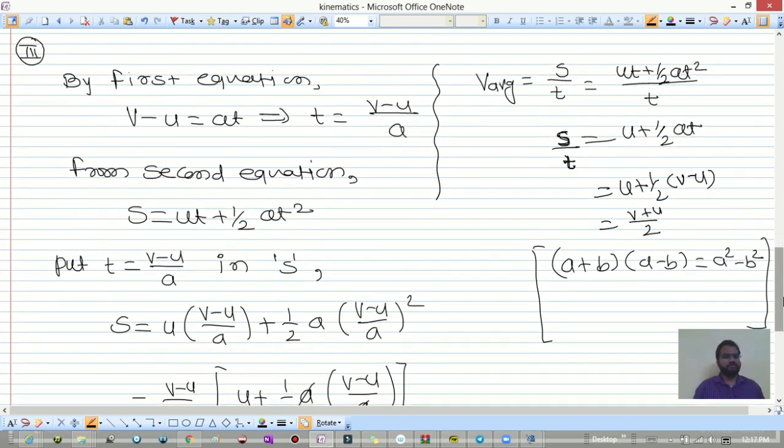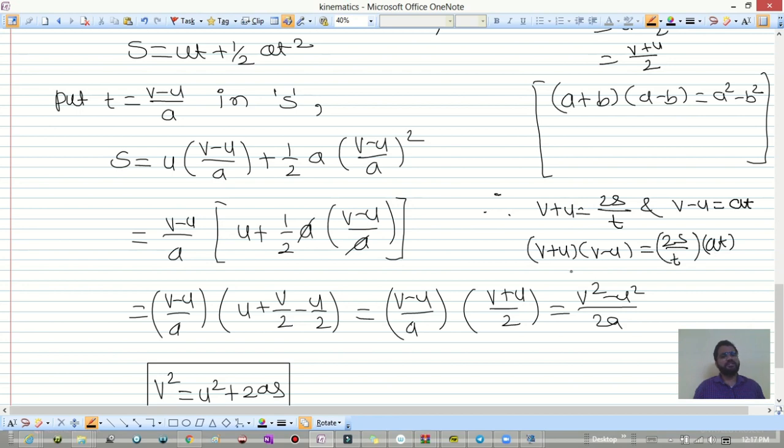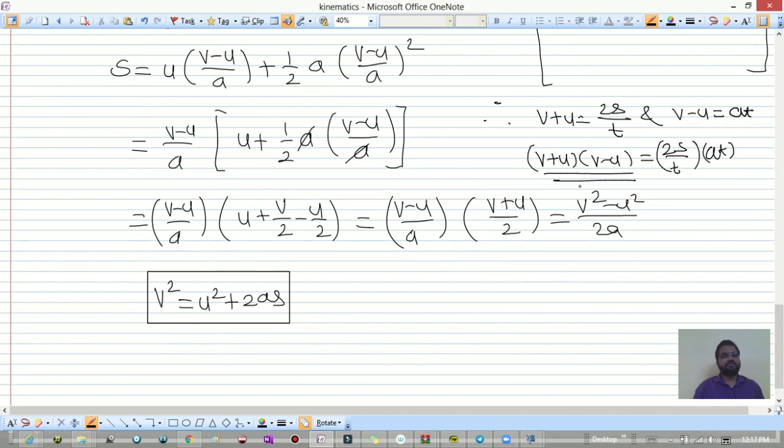Therefore I can write v plus u as 2s divided by t and v minus u as at. Now if you just multiply these two equations, we'll get v plus u times v minus u is equal to 2s divided by t times at. So as you can see over here, this equation and that equation are the same.